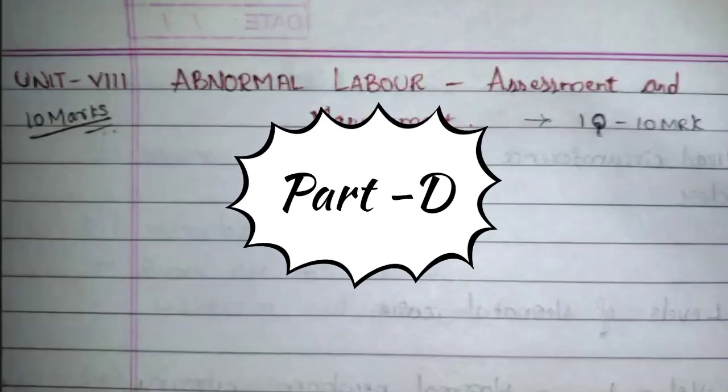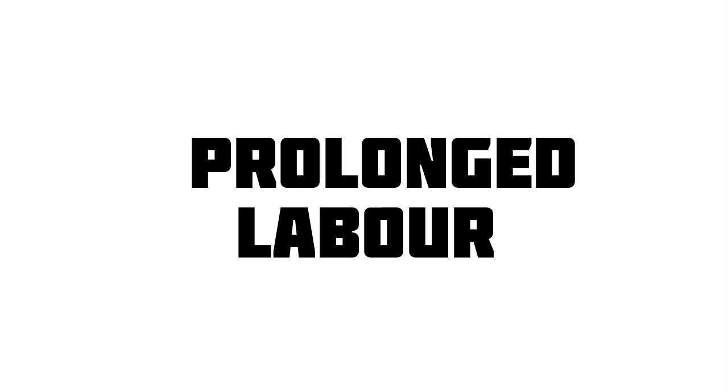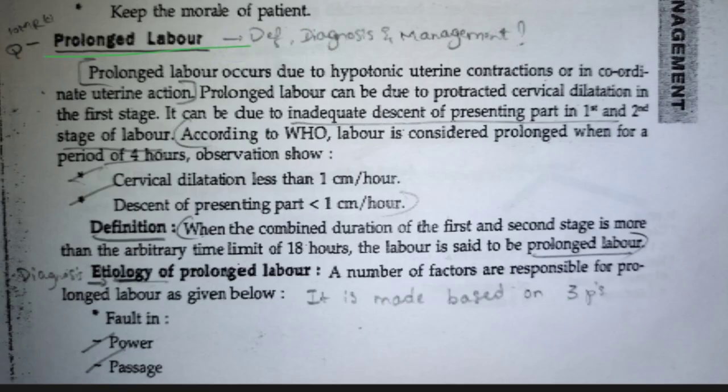It's Unit-8 Part D. Prolonged labor. This labor takes more time than the normal labor takes. For example, generally a normal delivery should occur within 18 hours. That is, if a woman gets her labor pain, within the next 18 hours she should give birth to that baby. If it is taking more than 18 hours, then automatically it's a prolonged labor.